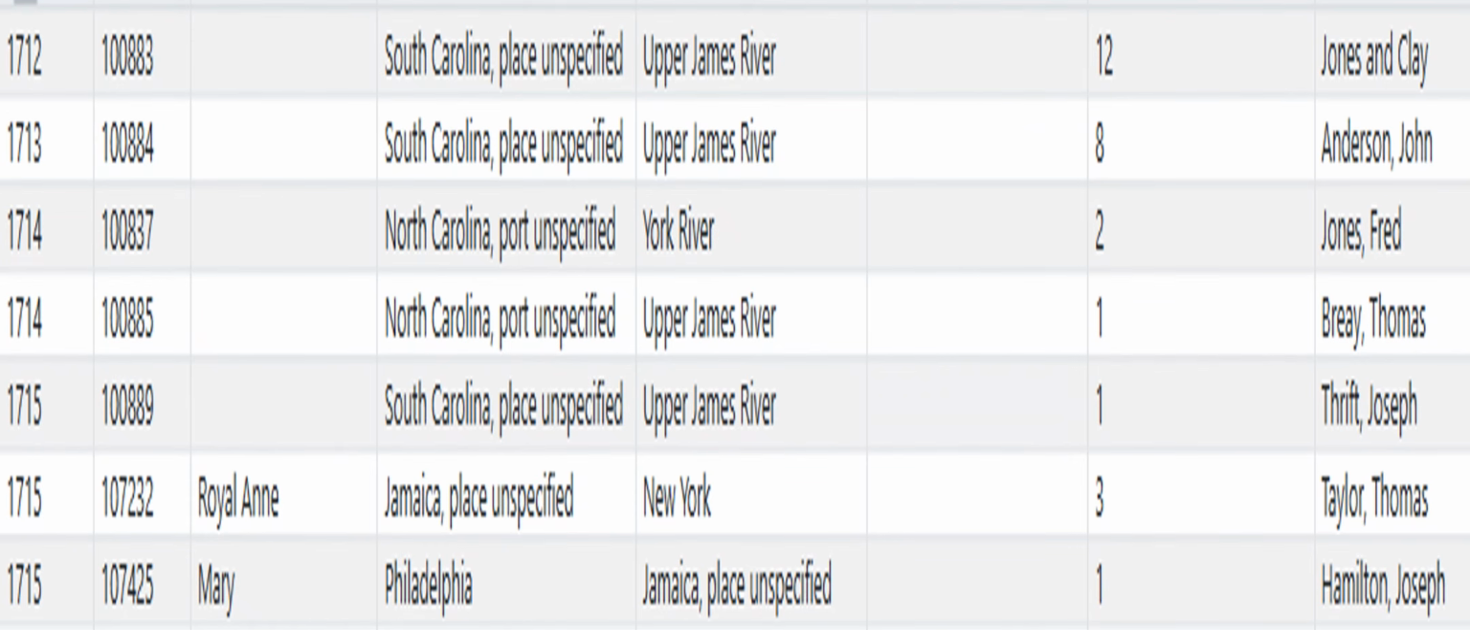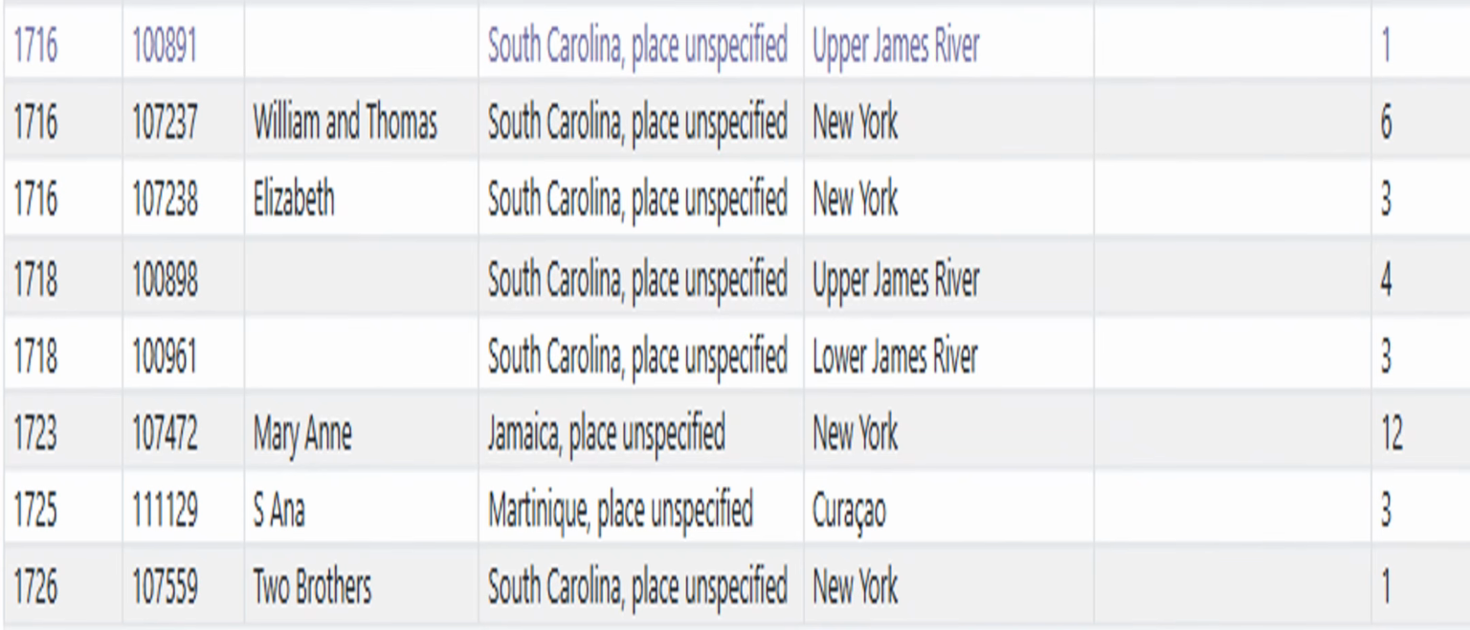Again, some of these numbers may or may not be correct, and in some instances there is no provision of numbers, but you know at least one entity identified as an Indian has been transported on these specific ships. Continuing on, we have Indians enslaved in South Carolina transported to Upper James River again. This is 1716. Then deported from South Carolina to New York. Another South Carolina to New York.